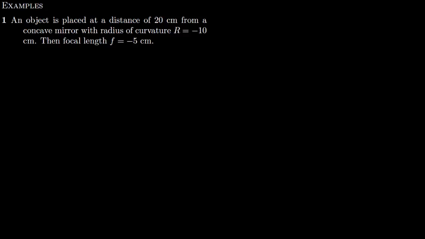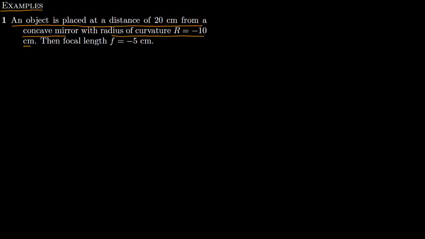So let us now discuss some examples. Our first example will concern a concave mirror. The first thing you should notice is that the concave mirror always has the radius of curvature as negative. Say an object is placed at a distance of 20 centimeters from a concave mirror with the radius of curvature as minus 10 centimeter.